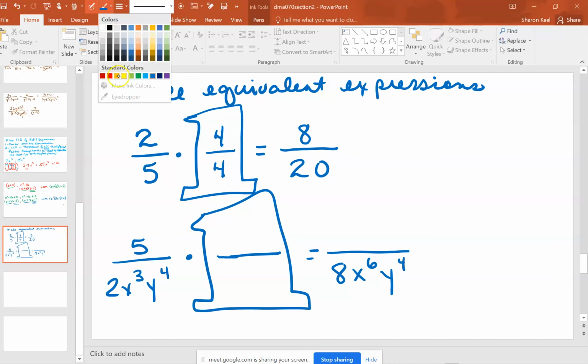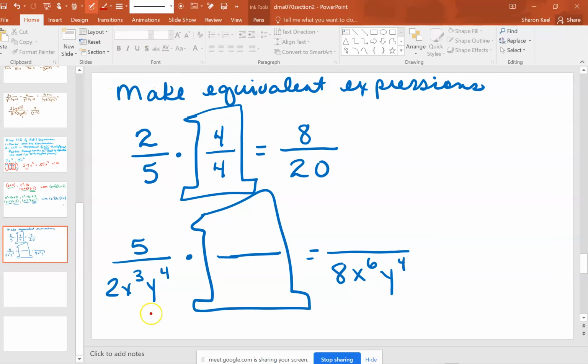What you're going to do is ask yourself, 2 times what number gives me 8? That will be a 4. If I have x cubed, and this is x to the 6th, how many more x's do I need to go from 3 to 6? 3 more. y to the fourth, y to the fourth, that one's the same. So whatever you have here, you're going to put the same on top, 4x cubed. So 5 times 4x cubed gives me 20x cubed.